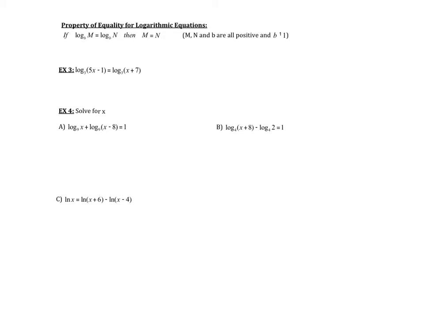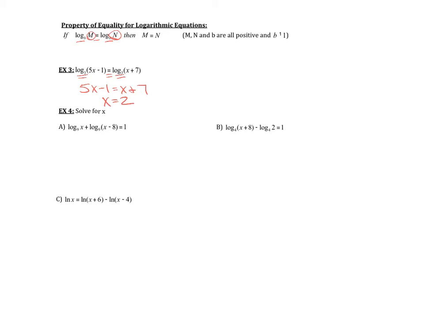Moving on, there is a new rule, property of equality for logarithmic equations. What that's telling us is if the left side of an equation equals the right side, and both sides have the same base, then you simply set their arguments equal to each other. So for instance, example 3, the left side equals the right side. The base of the log on the left is the same as the base of the log on the right, so you simply set their arguments equal to each other. 5x minus 1 equals x plus 7, and when you solve for x, it equals 2.